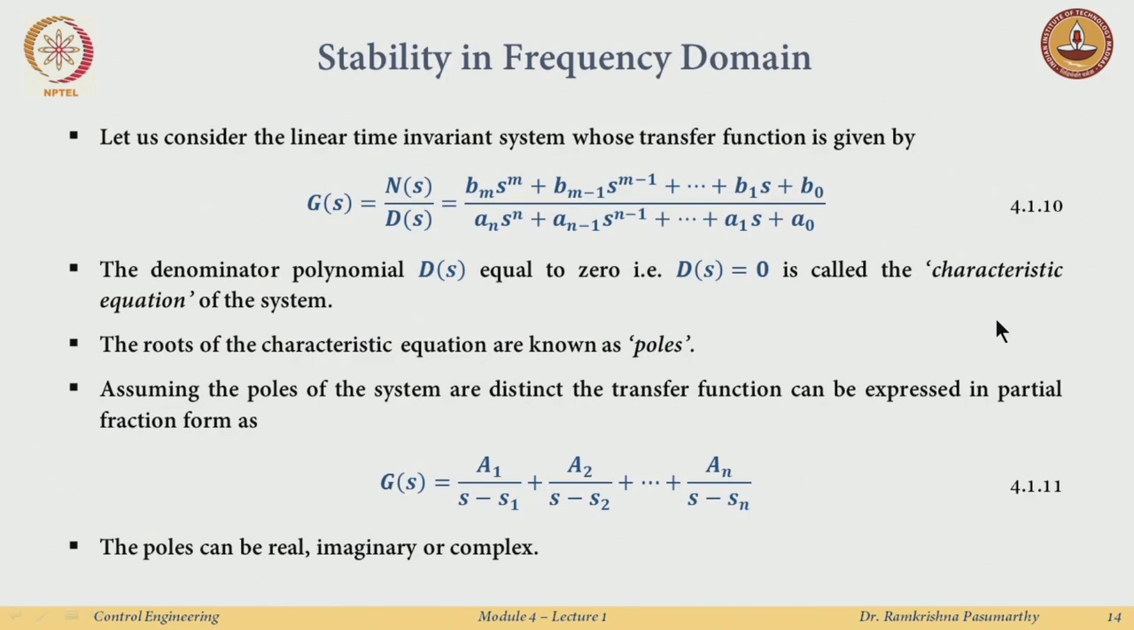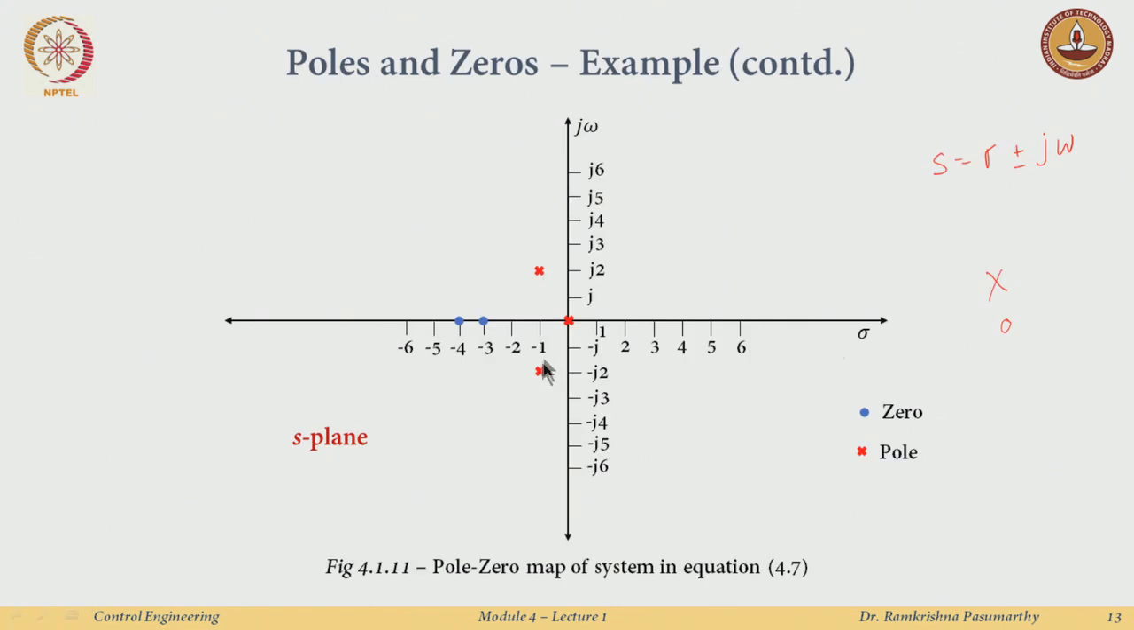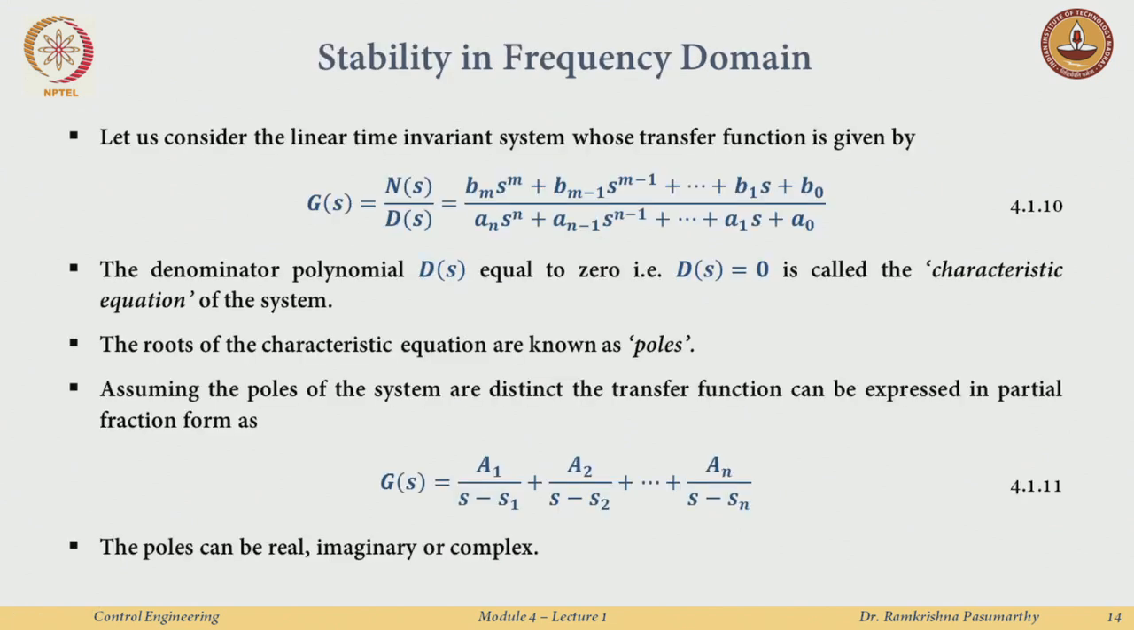Okay. Now, we will see what it has got to do with stability. What do these locations here, 1, 2, 3, 4, 5 guys, do they give us any information on stability? Right. So, that is what we will try to investigate. So, again the roots. So, the denominator polynomial D of s going equal to 0 is called the characteristic equation of the system.